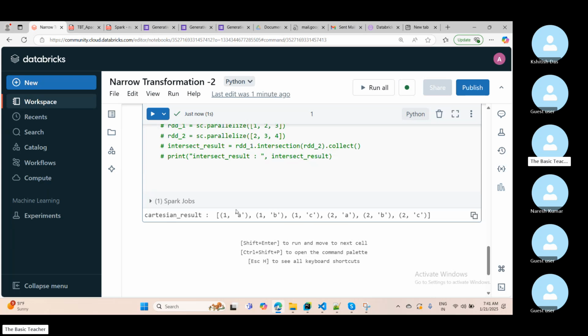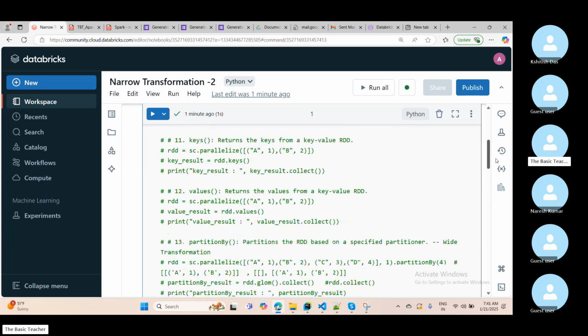So whatever elements, words, characters, letters you have in the data, each element of the first RDD is going to make a pair with each element of the second RDD. Okay. So if you have anything like that, you can go for the Cartesian.